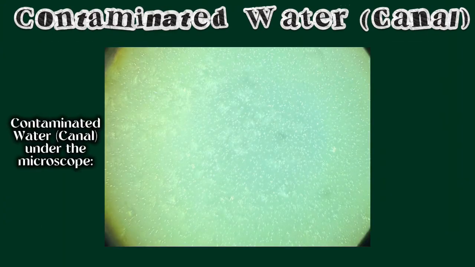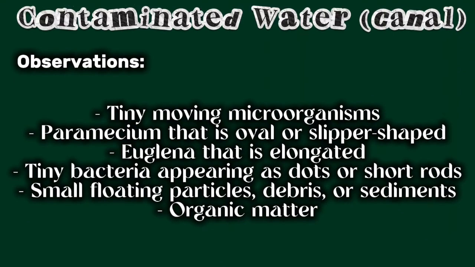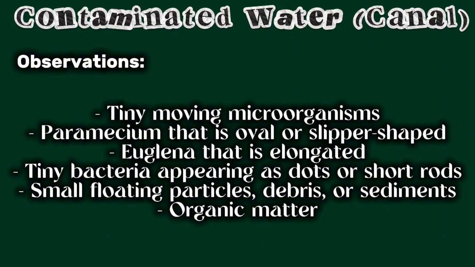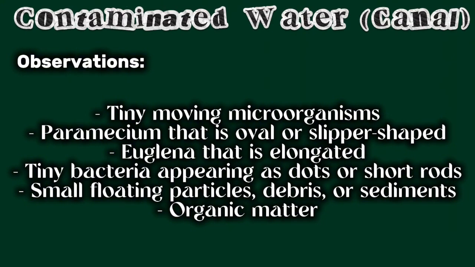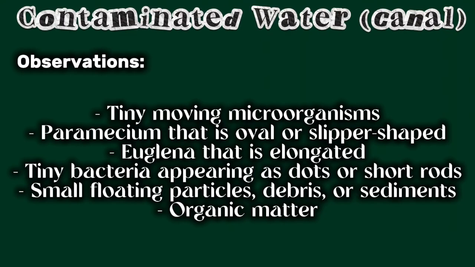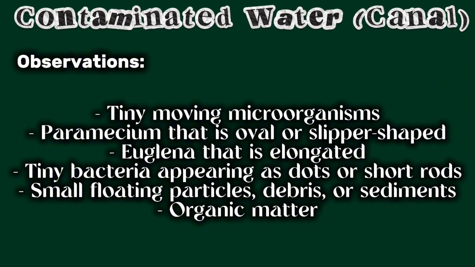The contaminated water canal under the microscope. Our group observed that contaminated water canal had tiny moving microorganisms, paramecium that is oval or slipper shaped, euglena that is elongated, tiny bacteria appearing as dots or short rods, small floating particles, debris, or sediments, and organic matter.